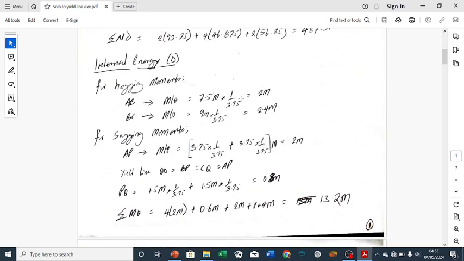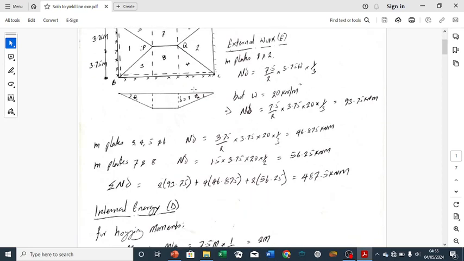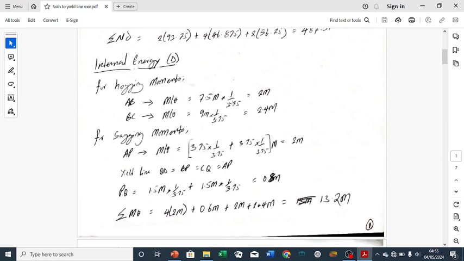Again, just like delta, if you get confused, the simplest way to do it is once you get the distance between the place of rotation and the place of maximum displacement, just do 1 over that distance. So that will give you 1 over 3.75. So by doing that, we have the hogging displacement at AB is 2m. We do the same for hogging line BC.